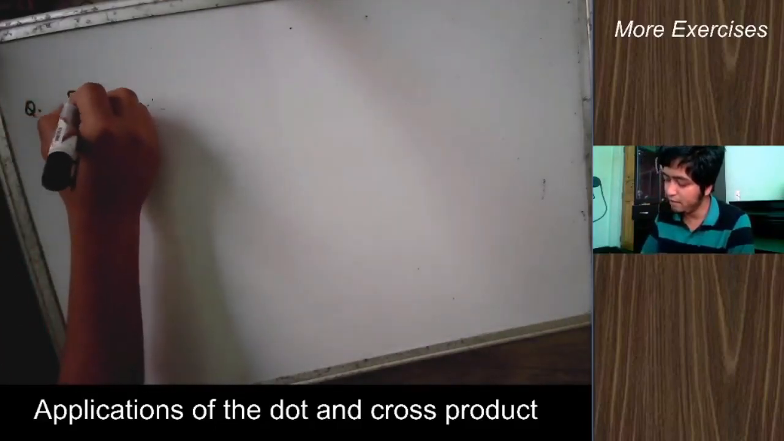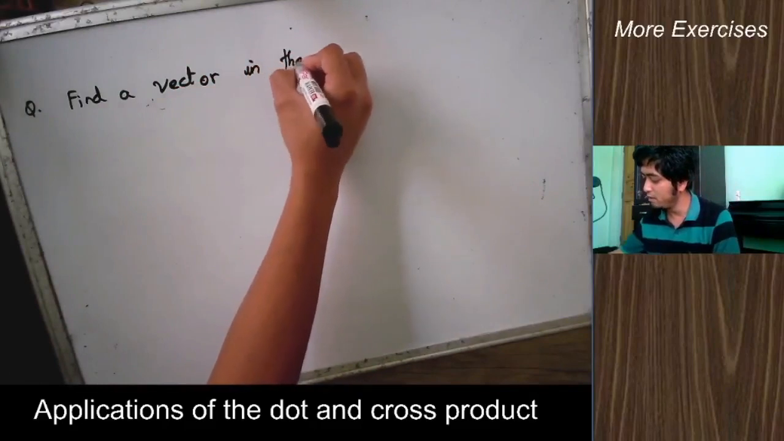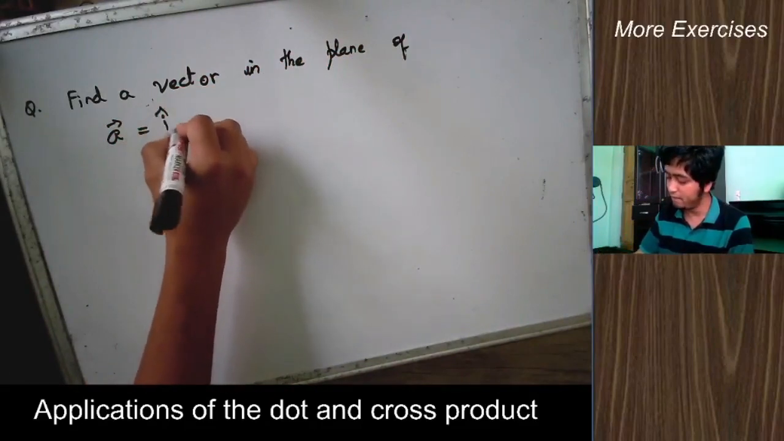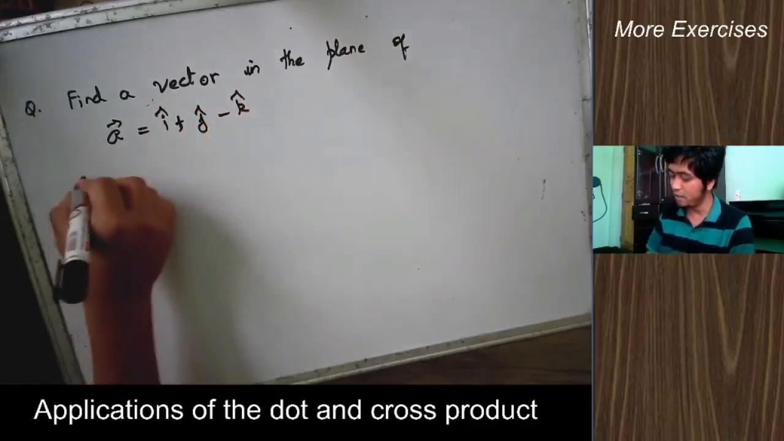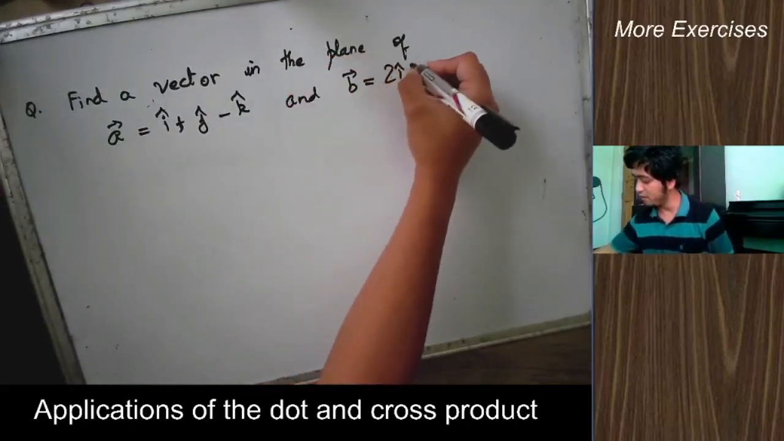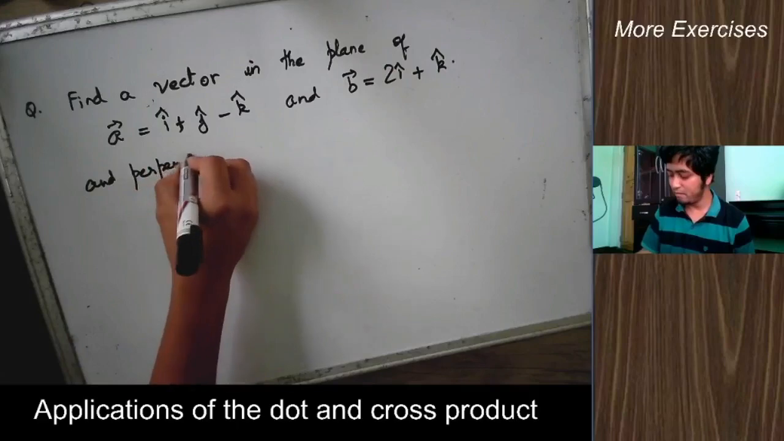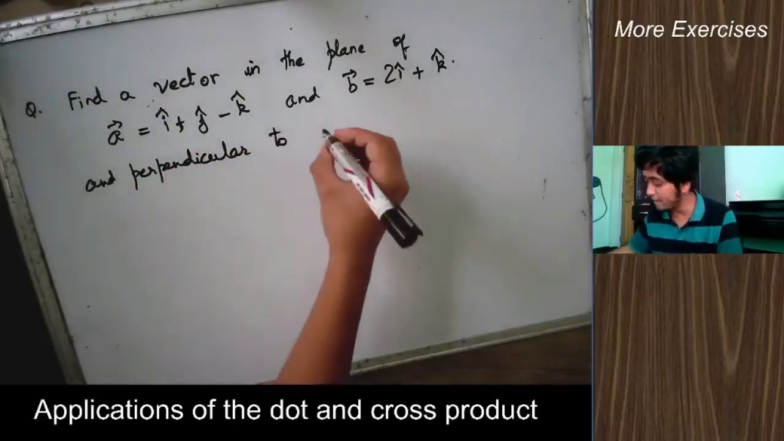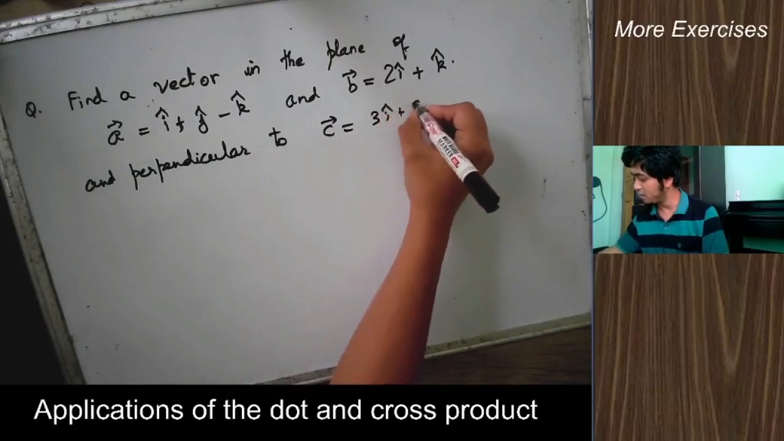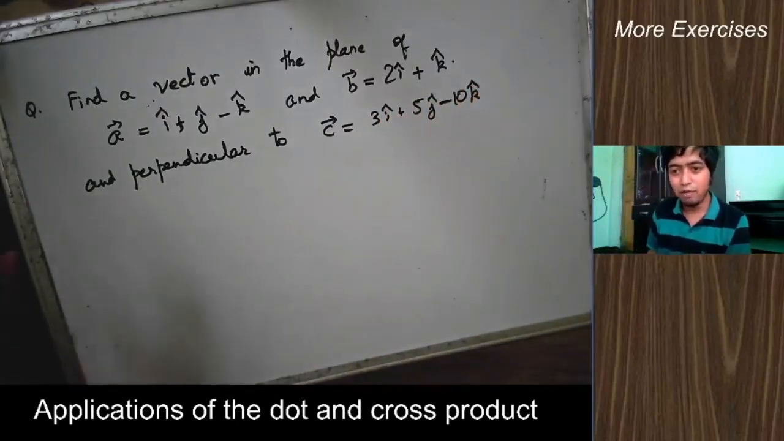Question. Find a vector in the plane of a bar, i plus j minus k, in the plane of a bar and b bar. Okay, you can just write any vector over here, 2i plus 2k maybe, and perpendicular to another vector c bar. Again we can just give another vector, maybe 3i plus 5j minus 10k. Alright, so how will we do this one?